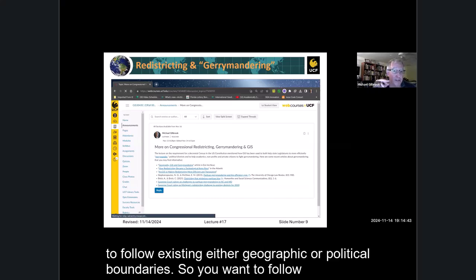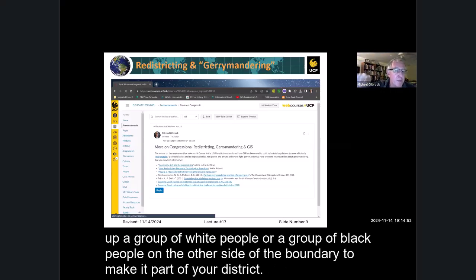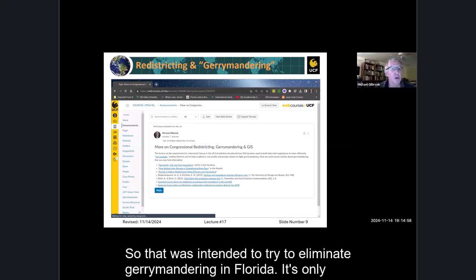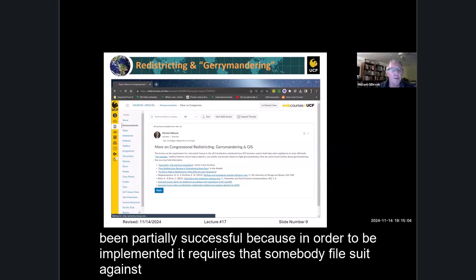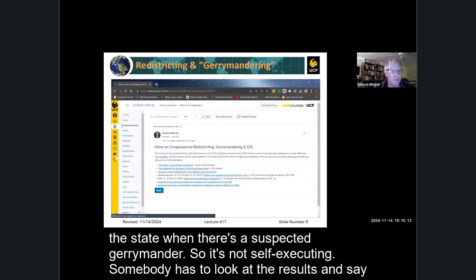But they have to be compact and contiguous, and as much as possible, they have to follow existing either geographic or political boundaries. So you want to follow the river, or you want to follow the county boundary. You don't want to be jumping across the county boundary just to pick up a group of white people or a group of black people on the other side of the boundary to make it part of your district. So that was intended to try to eliminate gerrymandering in Florida. It's only been partially successful because in order to be implemented, it requires that somebody files suit against the state when there's a suspected gerrymander.